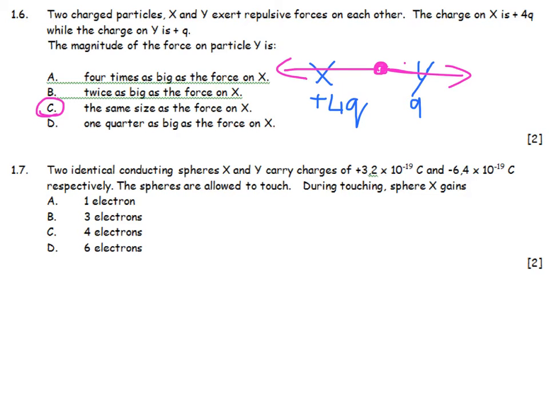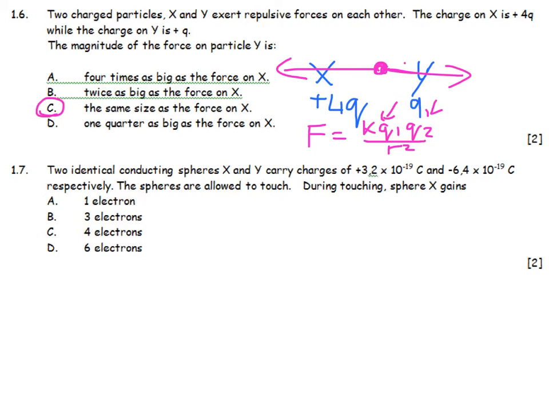That's an action-reaction pair. They come about simultaneously. Remember that F is equal to K Q1 Q2 over R squared, or the distance between them squared. And that force is exactly the same on either of the two charged particles.